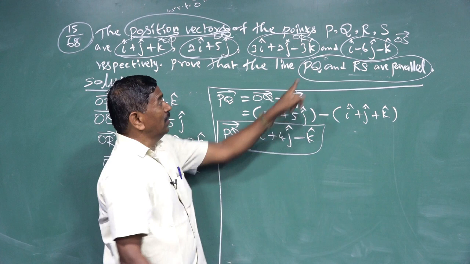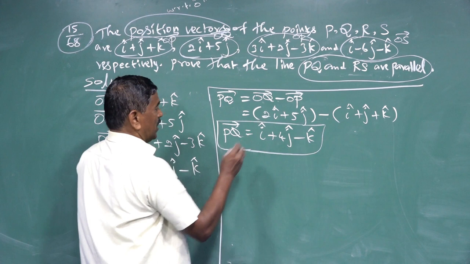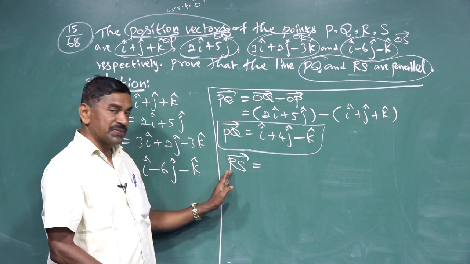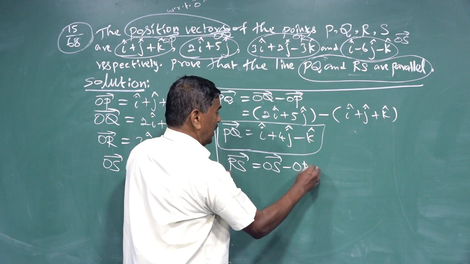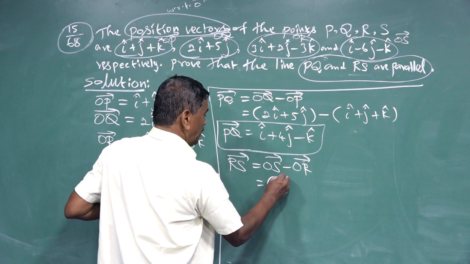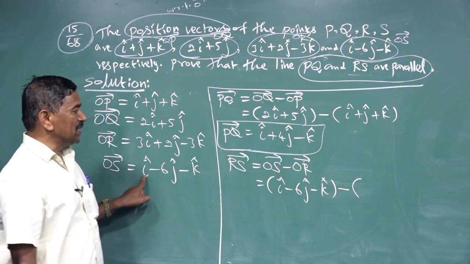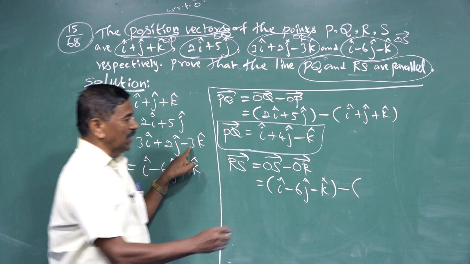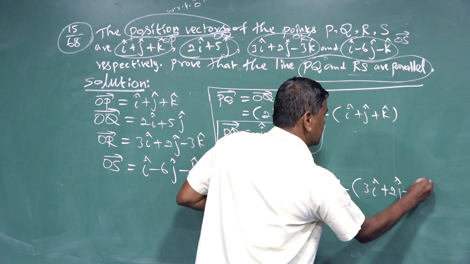First, PQ vector is ready. Second, I want to find RS vector. RS vector is equal to second minus first, that is OS vector minus OR vector. OS vector is 1, minus 6, minus 1, that is i cap minus 6 j cap minus k cap, minus OR vector. What is OR vector? 3, 2, minus 3, that is 3 i cap plus 2 j cap minus 3 k cap.